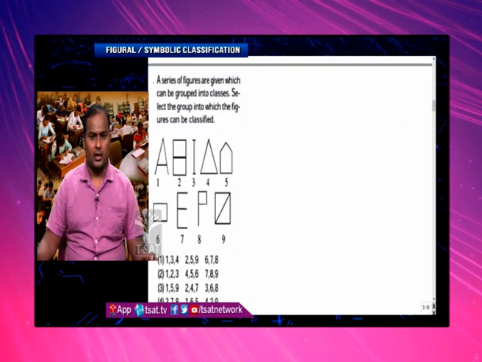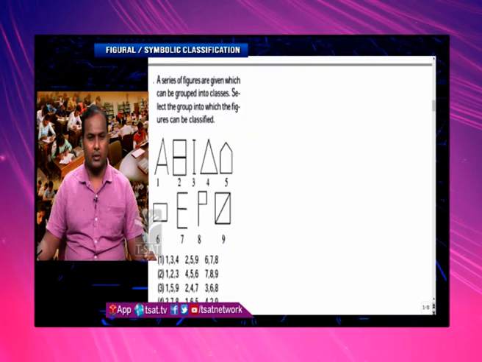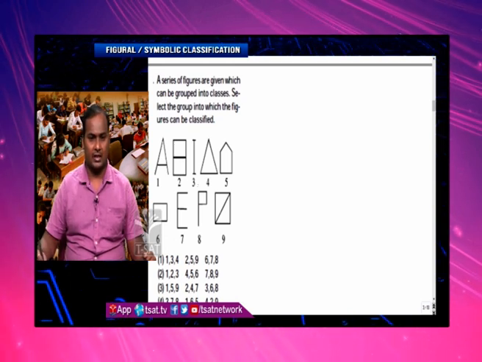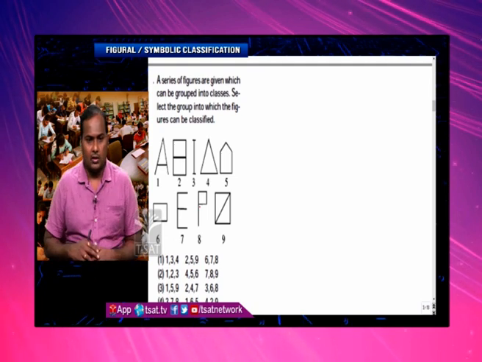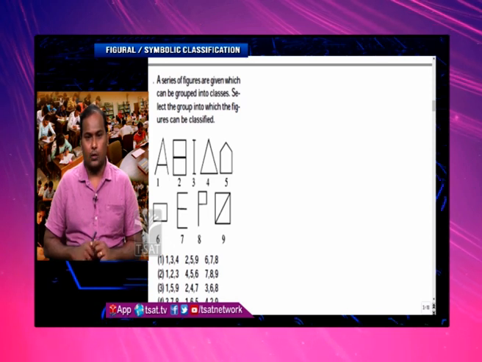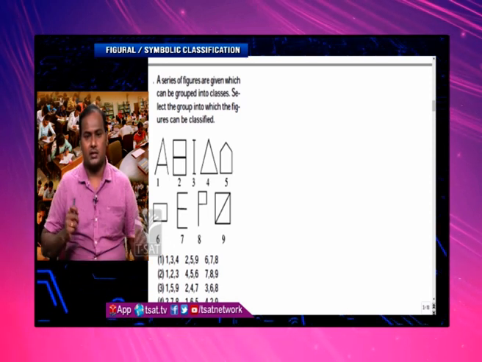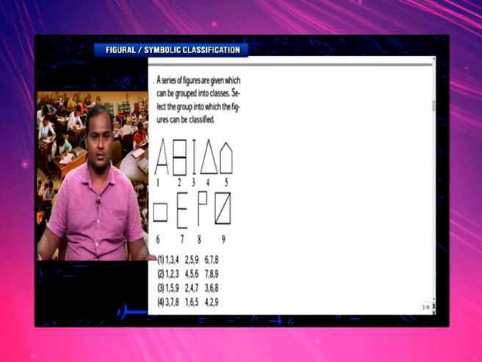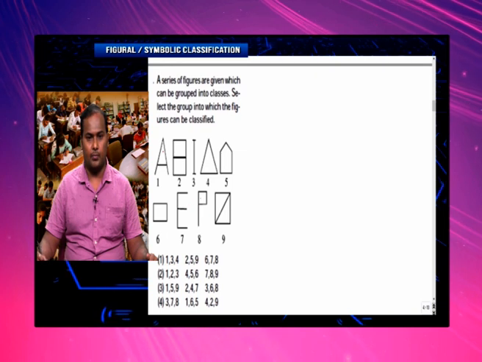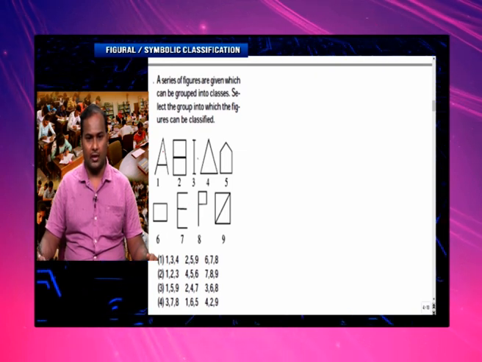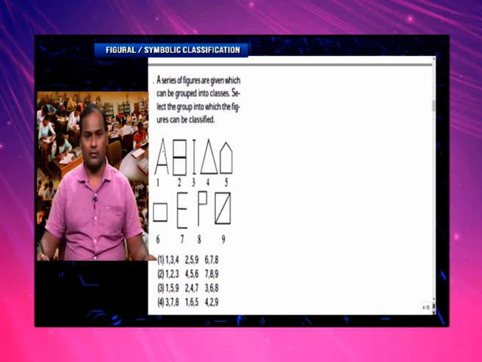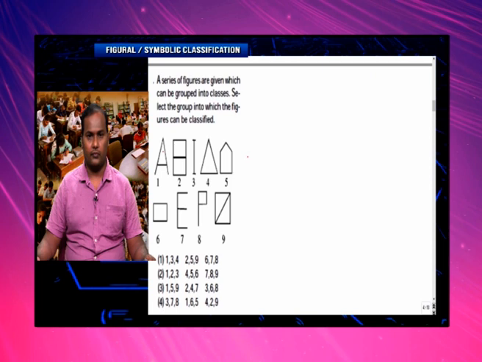In this question, a series of figures are given which can be grouped into classes. Select the group into which the figures can be classified. If you see here, it looks like different lines. The moment you see this particular question, what you need to identify is he's asking this question based on lines, because there is no other thing, right? So there appear symbols like A, E, P, I. But A, I, E, P, there are many letters that are repeating, so I can't take letters. So directly I will go based upon the character of lines.